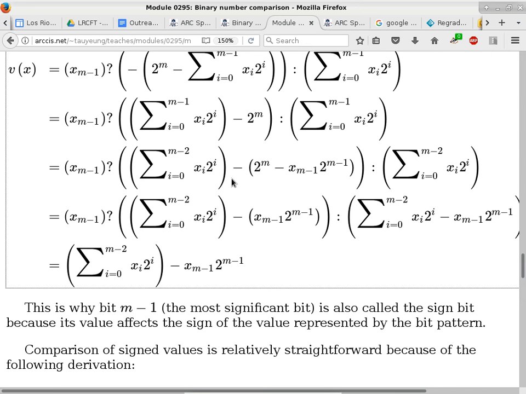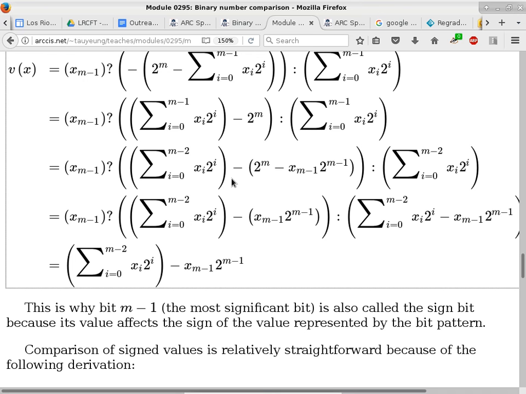Okay, let's look at the middle term first, the second term of the ternary expression. What did I do to go from this part to this part? I didn't do anything with the sigma anymore, okay? The sigma stayed the same. So what I did is I said 2 to the power of m minus x subscript n minus 1 times 2 to the power of n minus 1 is now reduced to just x subscript n minus 1 times 2 to the power of n minus 1. How can I do that?